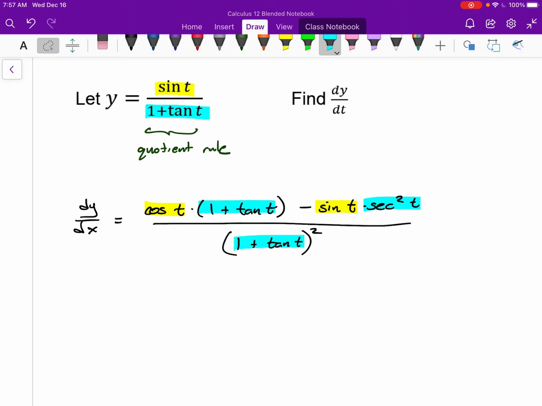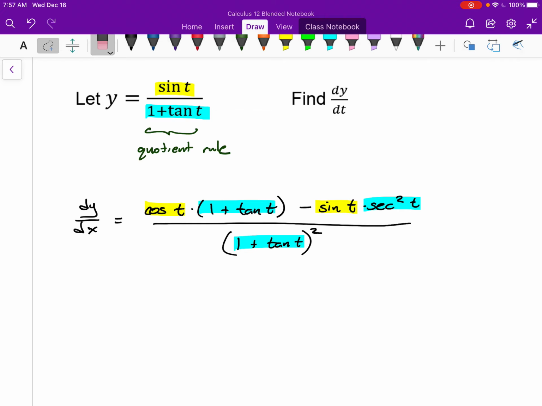And keep in mind, this term right here does not have a factor of 1 plus tan t. Otherwise, we should definitely cancel it out from everything. But I'll just leave it like that. If I need to simplify it, well, I can simplify it, but sometimes things just don't get terribly simple.